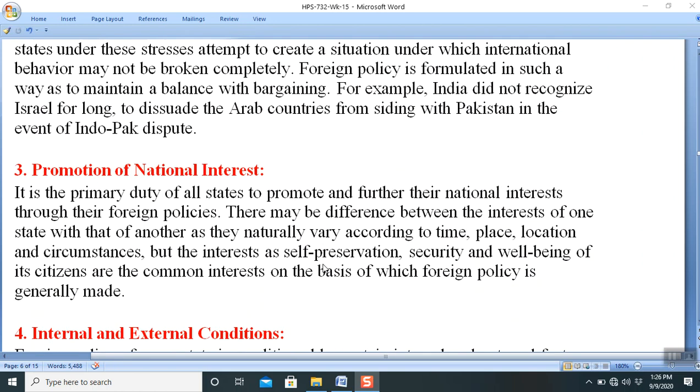Promotion of the national interest, that all the states establish their foreign policy for their national interest. For example, Pakistan's national interest in CPEC, Pakistan's national interest in the Kashmir issue, Pakistan's national interest in the war against terrorism. Clear? So Pakistan puts these issues in front of the international community and they make their relationships accordingly. Fine.